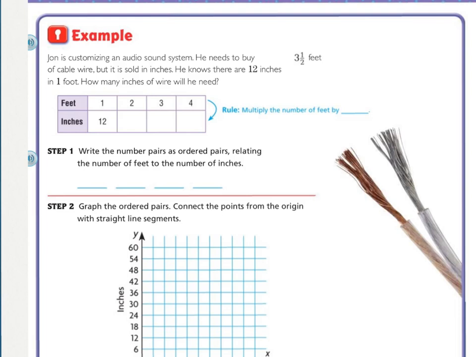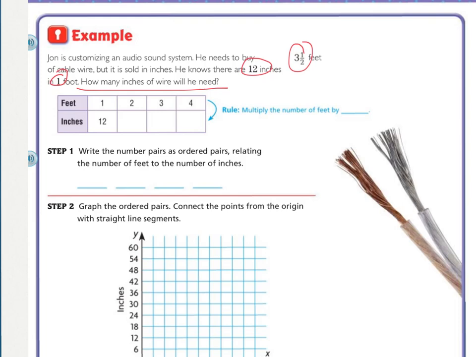Example: John is customizing an audio sound system. He needs to buy 3.5 feet of cable wire, but it's sold in inches. He knows there are 12 inches in 1 foot. How many inches of wire will he need? Underline what you're being asked to find, circle the important information.